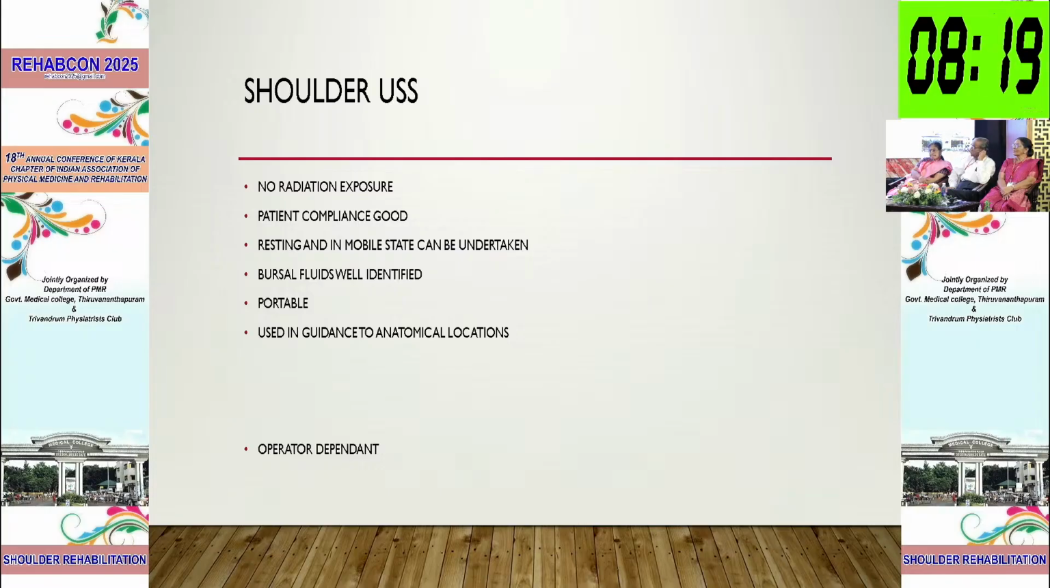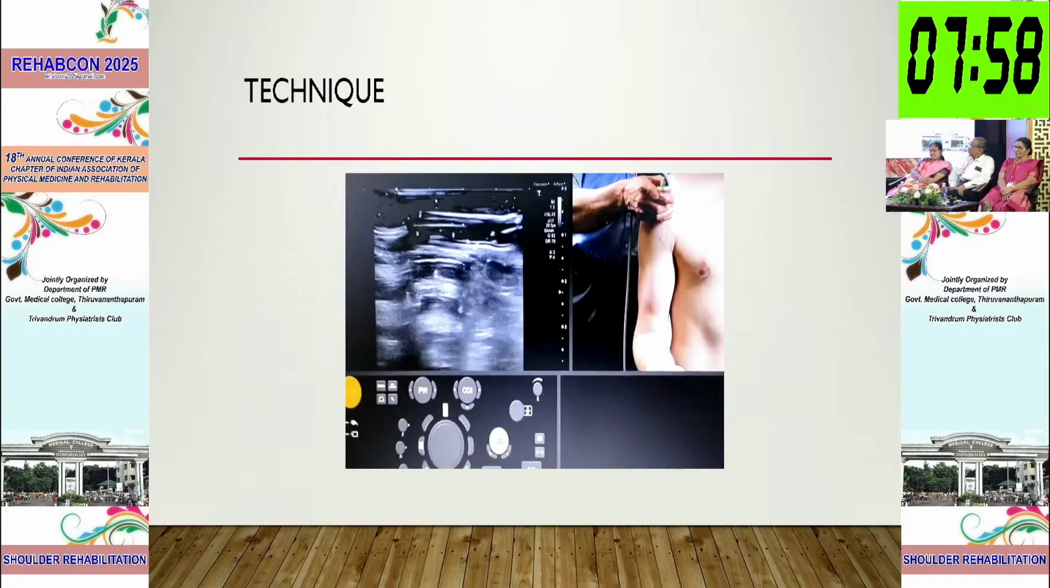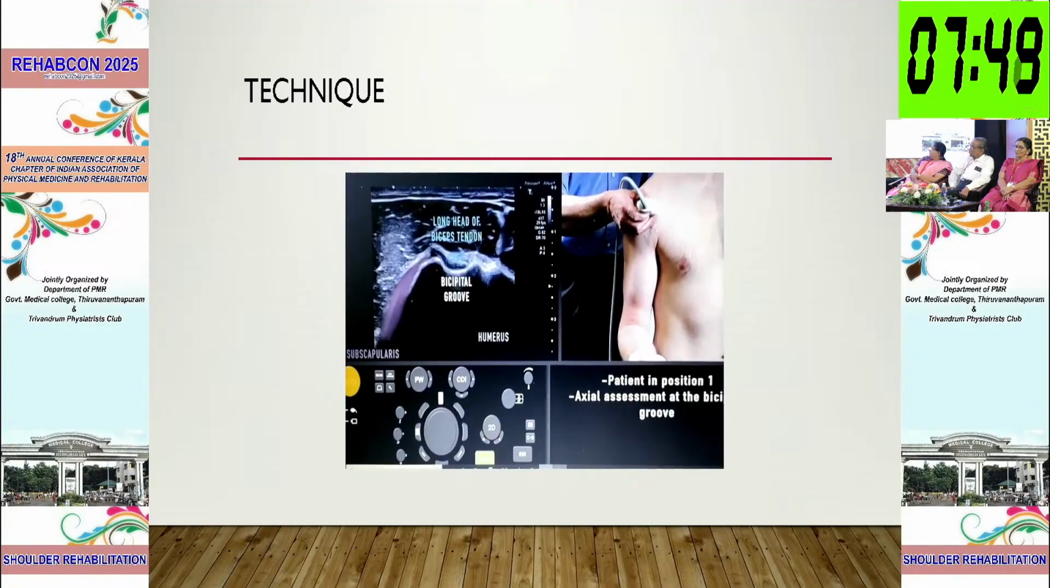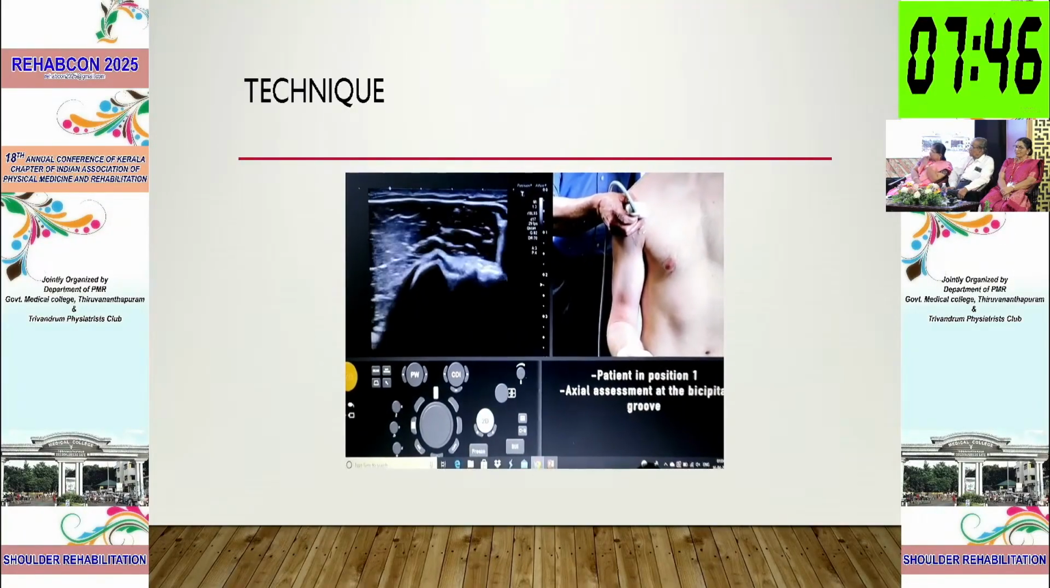And then the most important thing here becomes operator dependability. As far as ultrasound is concerned, the structure identification is always operator dependent and based on the skills of the person doing it. Identifying the pathology also is like that. I'll come to just the procedure technique. Now, that's the basic technique of ultrasound being performed.